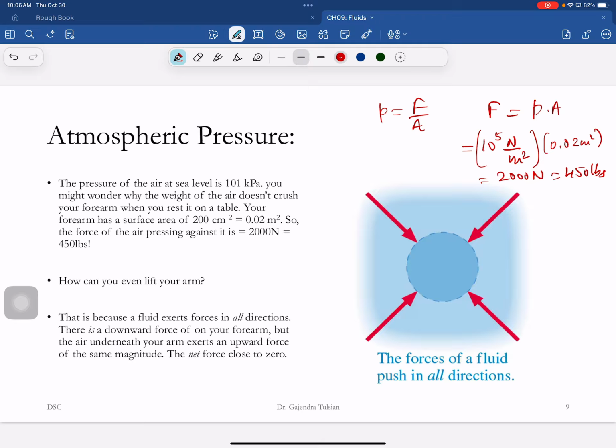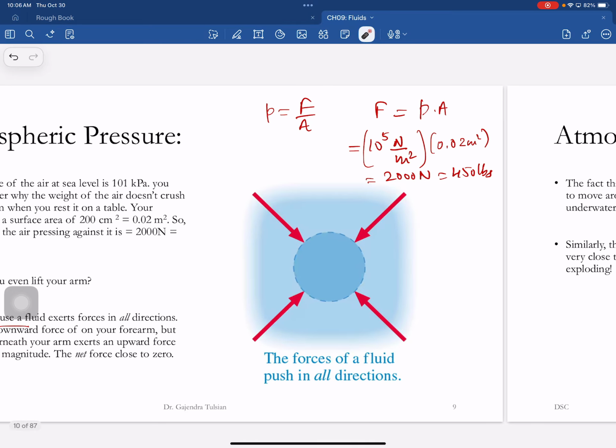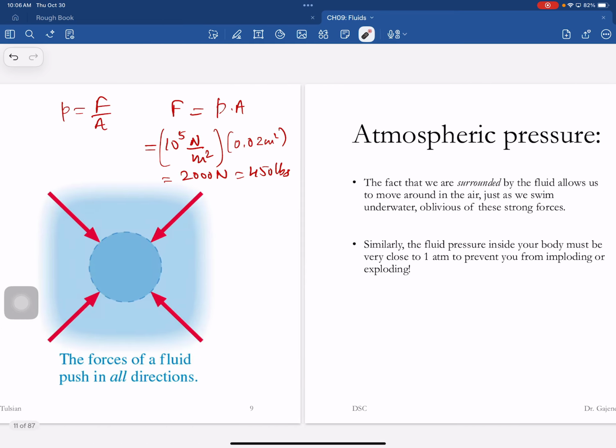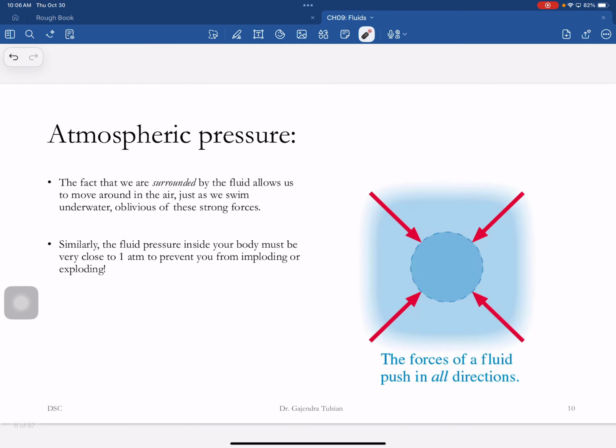Because as smooth as this looks, it's not really smooth. That's because fluid exerts a force in all directions. There's a downward force on your forearm, but the air underneath your arm exerts an upward force of the same magnitude. The fact that we are surrounded by fluid allows us to move around in air just as we swim underwater, oblivious of these strong forces.